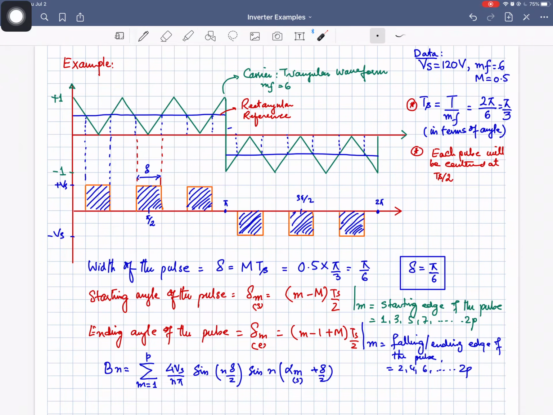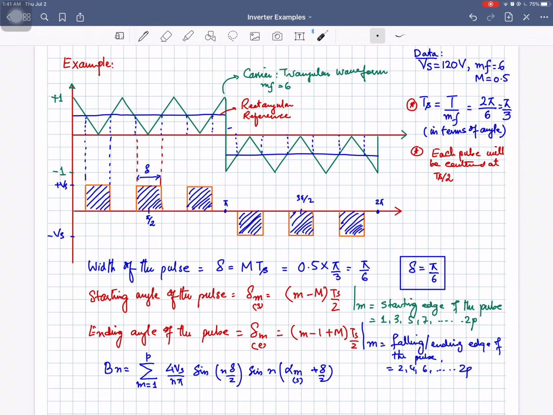Bismillahirrahmanirrahim. In this video, we are going to discuss an example related to uniform PWM, or the symmetrical PWM, for the single phase full bridge inverter. As we already know, in the uniform PWM, we generate the gate pulses by comparison of a reference and a carrier, and that carrier is usually the triangular waveform, as shown in front of you in this diagram. You can see the triangular waveform, and it is compared with the rectangular waveform to generate the gate pulses.